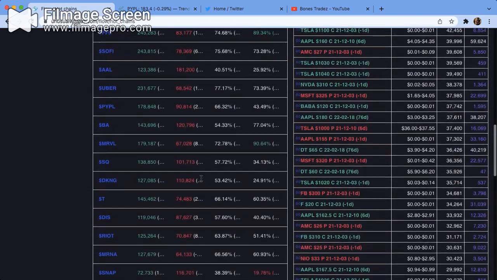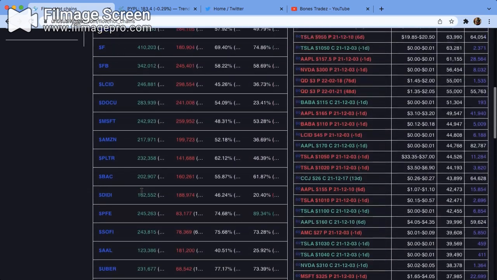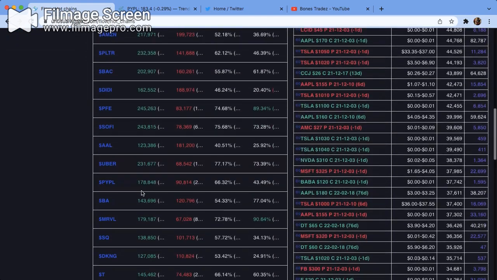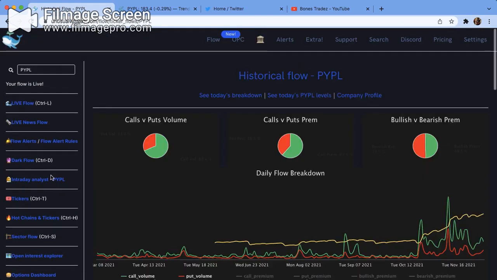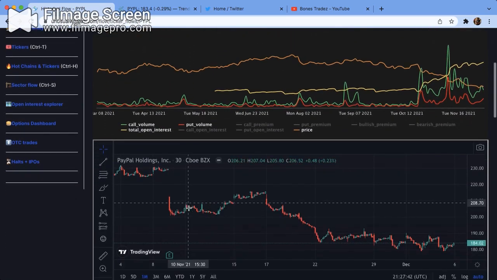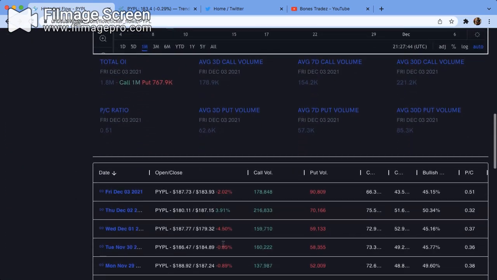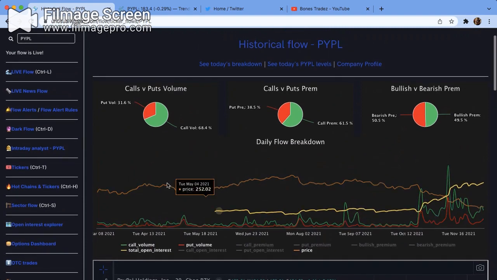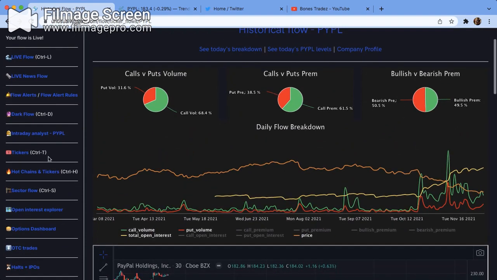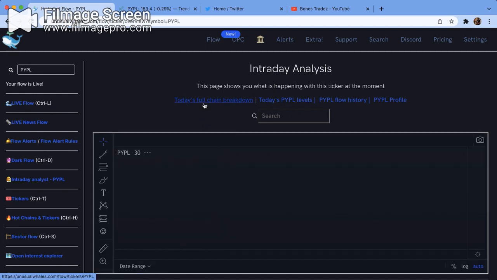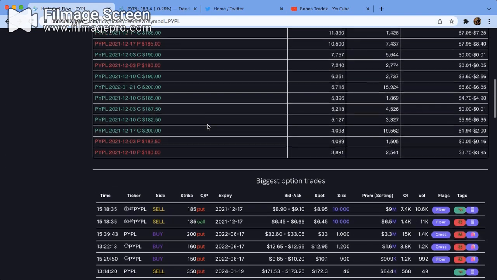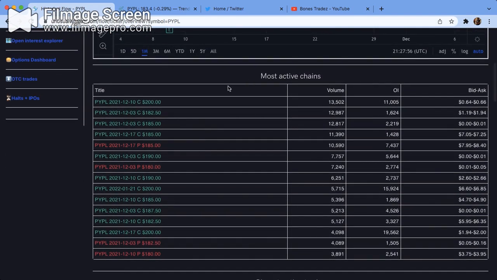So I have already looked at this. I'm going to use this example of PayPal. Here we go. So what sticks out to me here is going through this. I'm going to click here on this. I like to use the intraday analyst tab. Okay, so right here, most active chains, and this is what sticks out to me.